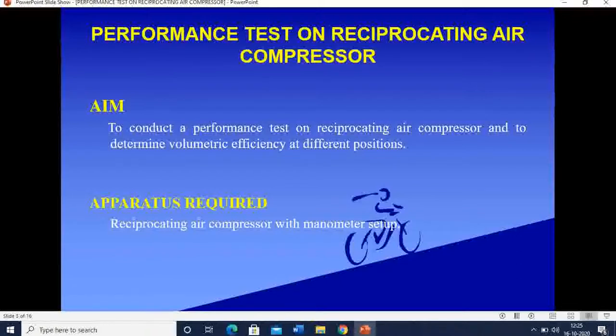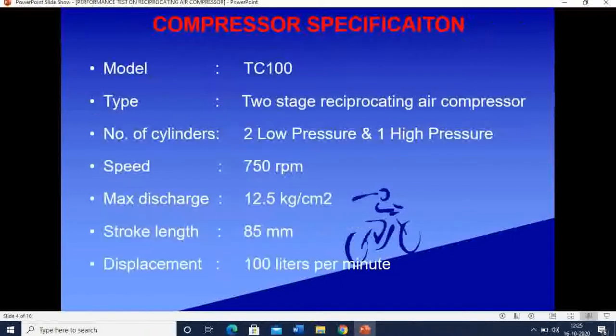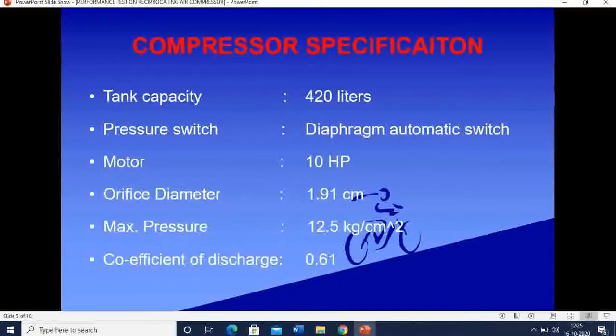So what is the apparatus required? It is a reciprocating air compressor with a manometer setup. The compressor given to you is a two-stage reciprocating air compressor, model TC100. The number of cylinders is 2 low pressure cylinders and 1 high pressure cylinder, and the speed is around 750 rpm. The maximum discharge is 12.5 kg per centimeter square, the stroke length is 85 mm and the displacement is 100 liters per minute.